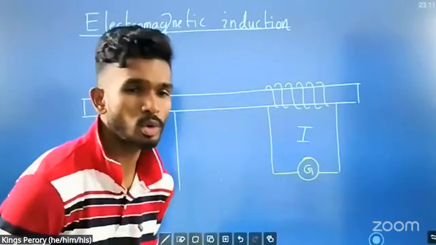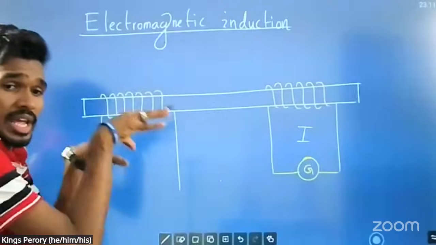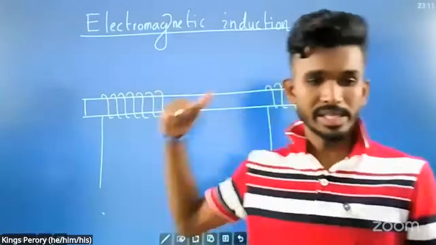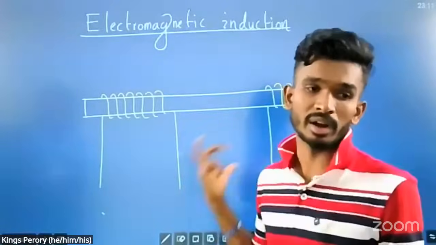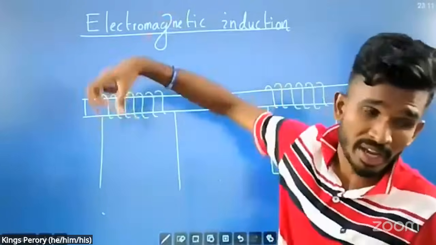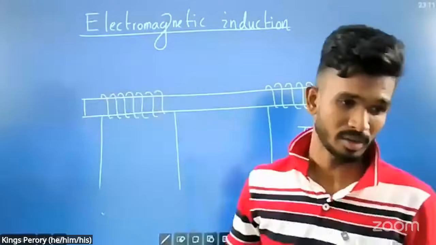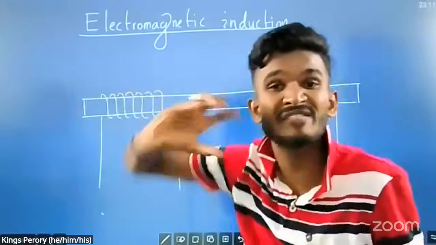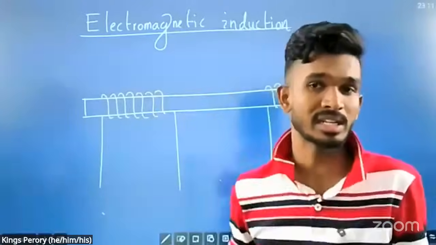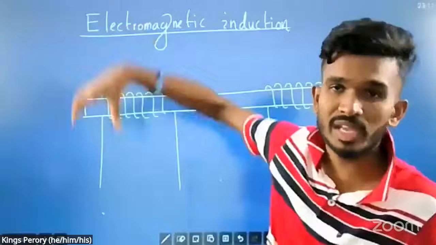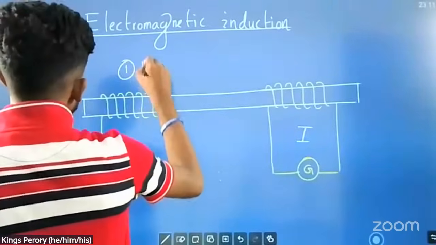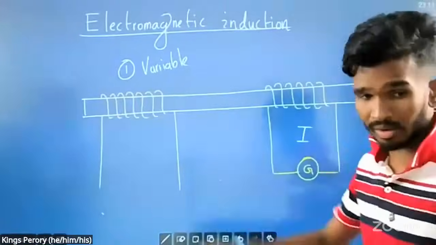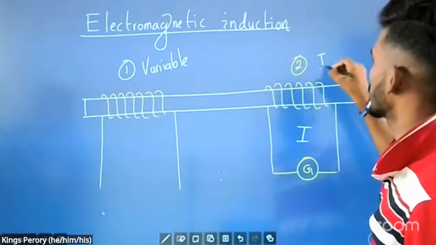I can produce a current in the second coil if I create a magnetic field in this coil. But for that, the magnetic field here should be a variable magnetic field. Listen to the words I'm using. The magnetic field in the first coil should be a variable magnetic field. Then only in the second coil will a current be induced.